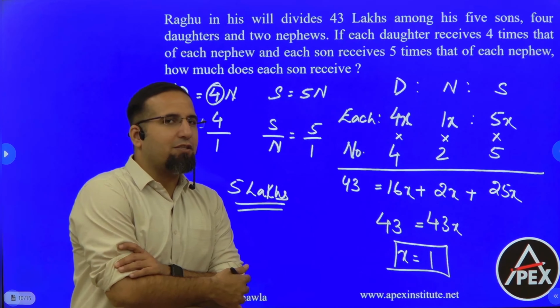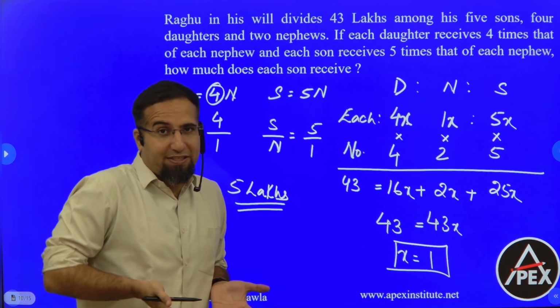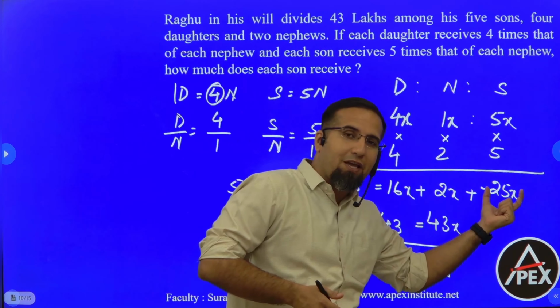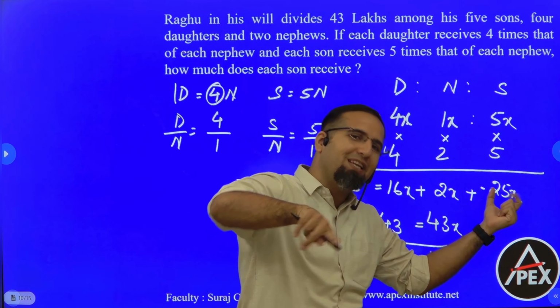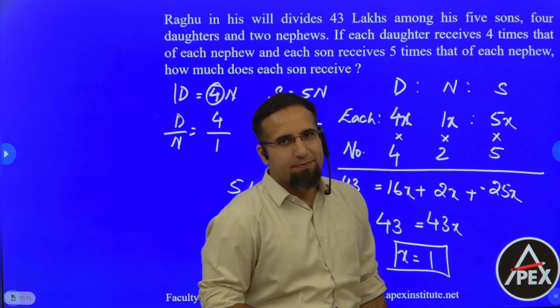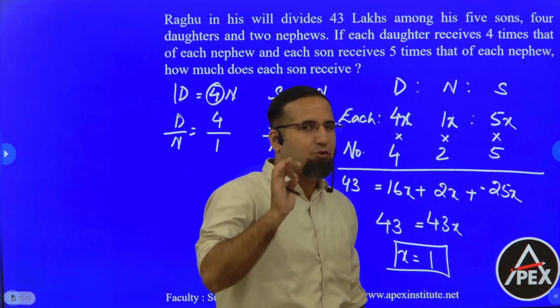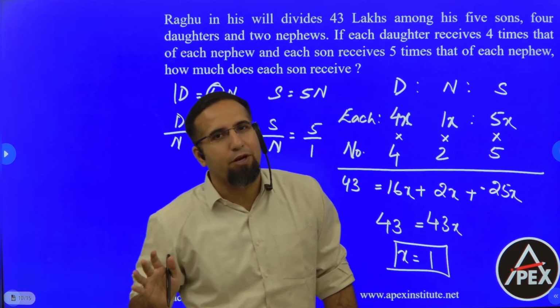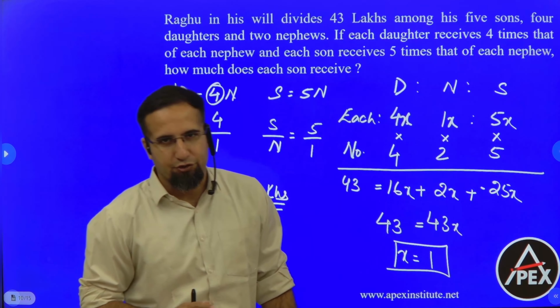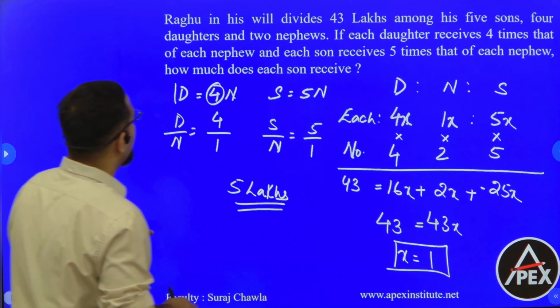Clear? Had the question asked you to find the amount that all the sons received, then all the sons have received 25x, and therefore my answer in that case would have been 25x. Clear? So that's what we have to keep in mind. We have to read the question statement carefully before we answer our questions. Right? Now let's move to the next question.